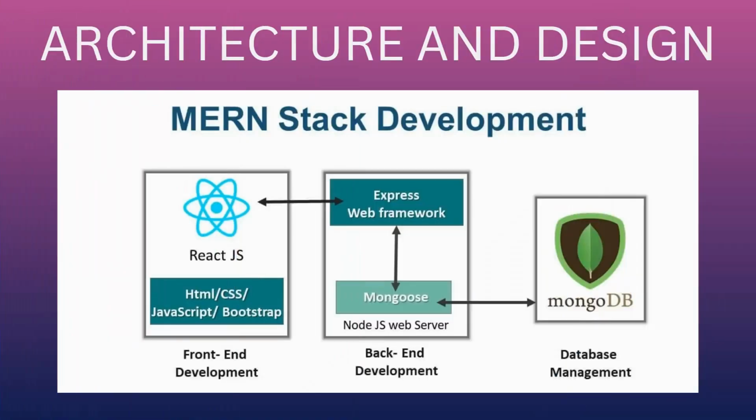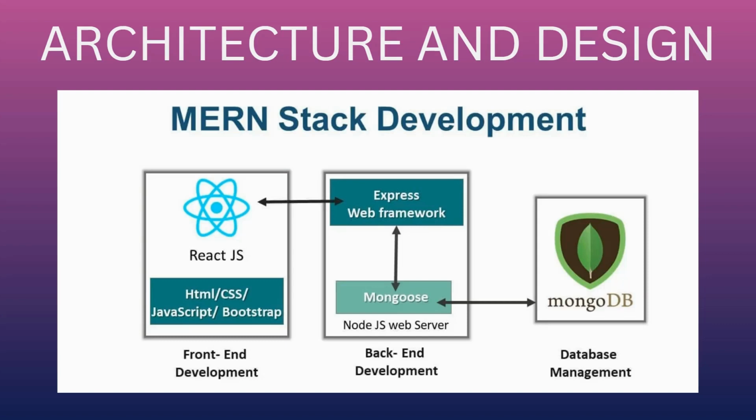Let's see the architecture of the MERN stack. In this diagram, we can see the structure of the MERN stack, which encompasses three main things, namely front end, back end, and the database. Front end includes front end development languages like HTML, CSS, JavaScript, and Bootstrap, and it also contains React.js, which helps us develop web applications.